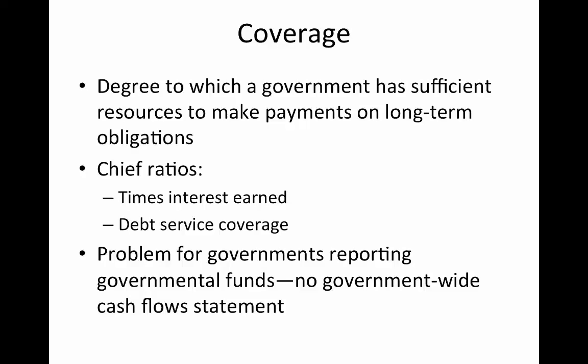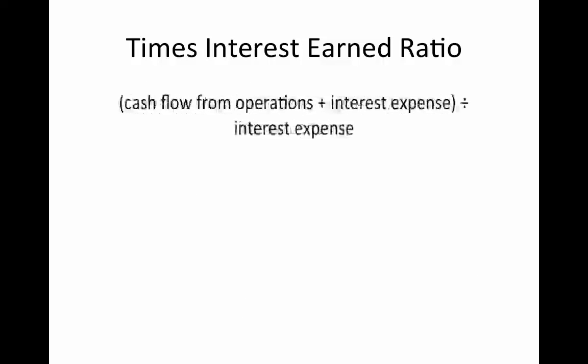And one of the problems you have here is that although this is simple to do for the business type activities by looking at information in the proprietary fund financial statements for the enterprise funds, for the governmental activities and their debt, you can't do it because there is no cash flows information for the governmental activities, either at the government-wide level or in the governmental funds.